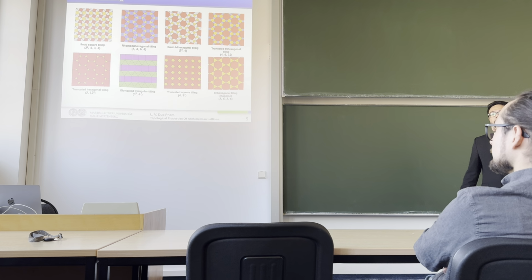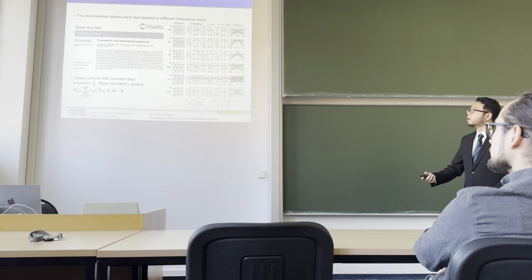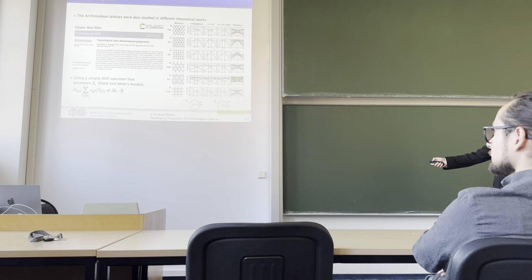They use a very simple tight-binding model with only 2 orbitals per site, one for spin up and one for spin down. And they use a very simple spin-orbit coupling operator that commutes with Sz, which does not reflect the entire properties of the spin-orbit coupling. Because if you look at the atomic spin-orbit coupling, in this form, you will realize that it does not commute with Sz.